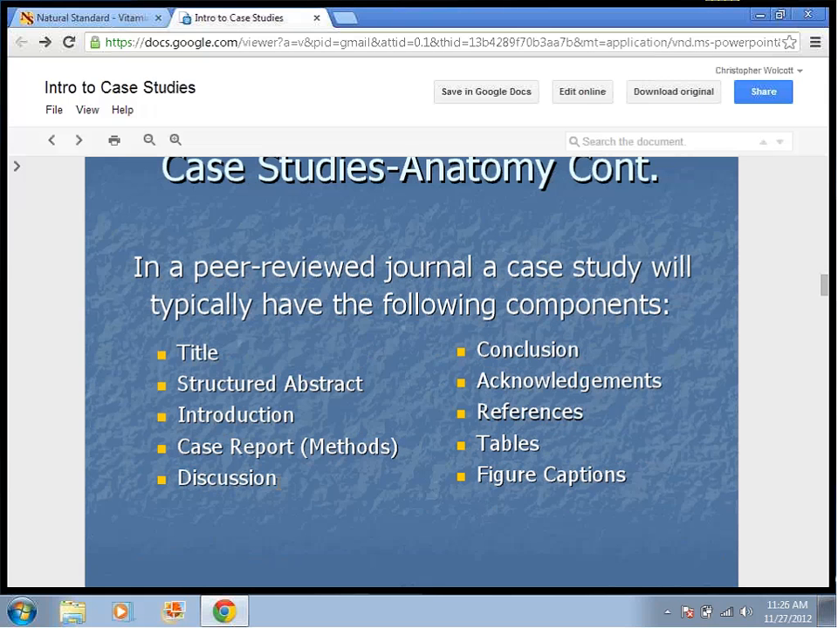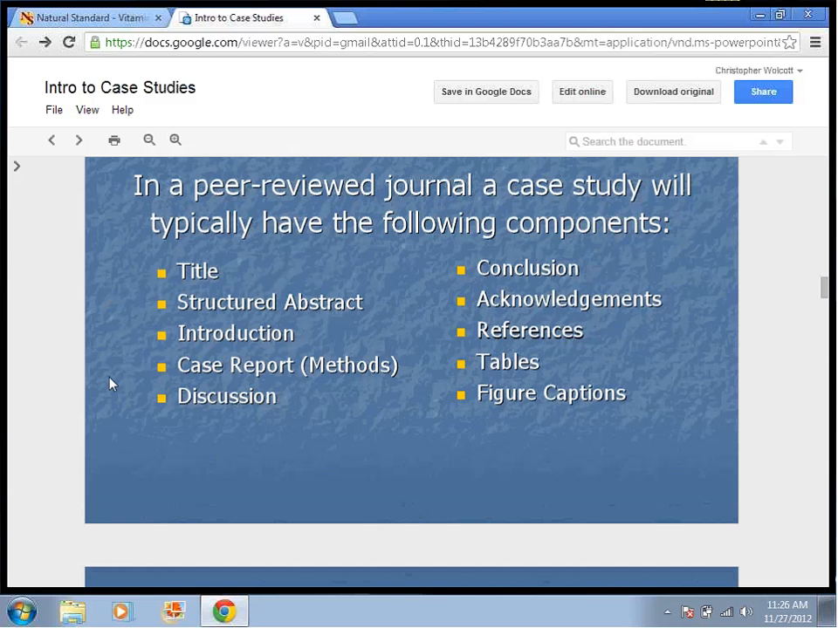So almost universally, all case reports have a title and a structured abstract, and the abstract has to be structured depending on the journal that you're publishing to. But the abstract is just a miniature version of your paper, an introduction, and then, not to confuse, but it's going to confuse, there is a case report section of a case report. The case report section of a case report or a case study is the methods, and I'll discuss it in detail in a section. Then discussion, conclusion, acknowledgments, references, tables, and then any captions you use.